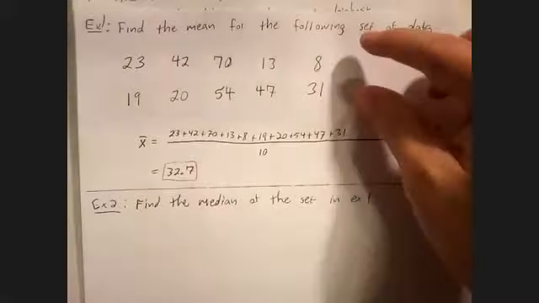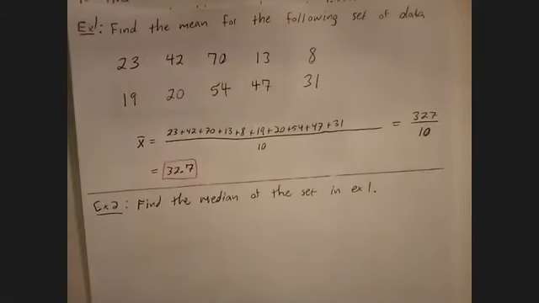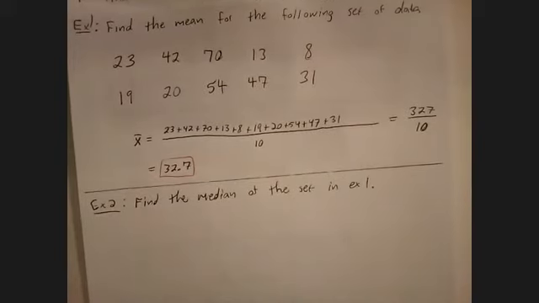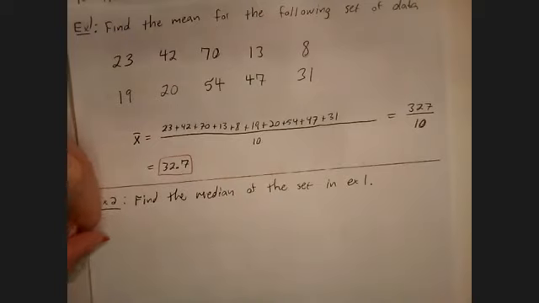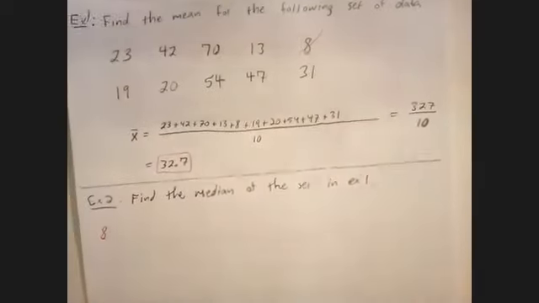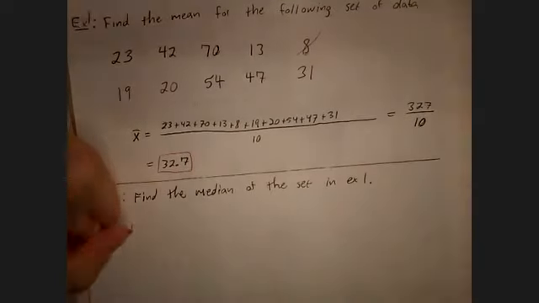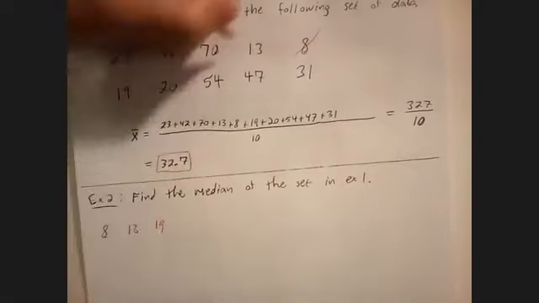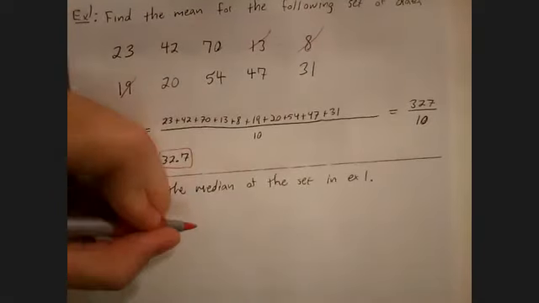The next thing I have to do is order it. So I've got to order it first. So that's what I'm going to do. Let's see. The smallest one is 8. I'm going to try to put it all on one line. 8. We got 13 and then 19. We got 20, 23.